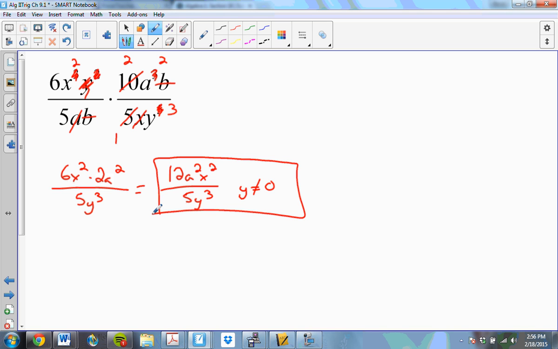If you wanted to start by multiplying across the top and getting 60, a to the third, b, x to the third, y to the second, you sure could, but I think that's a real pain. You have to do that to the bottom also. It's much easier to just simplify diagonally or up and down as often and as early as you can.